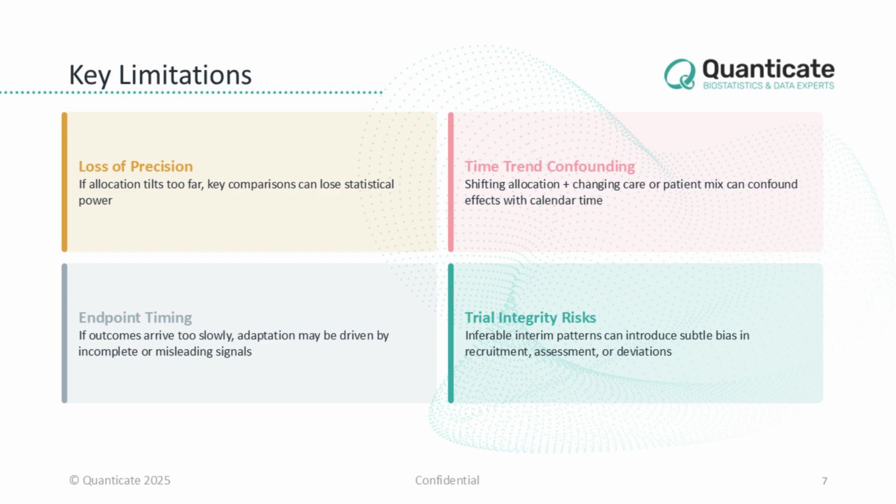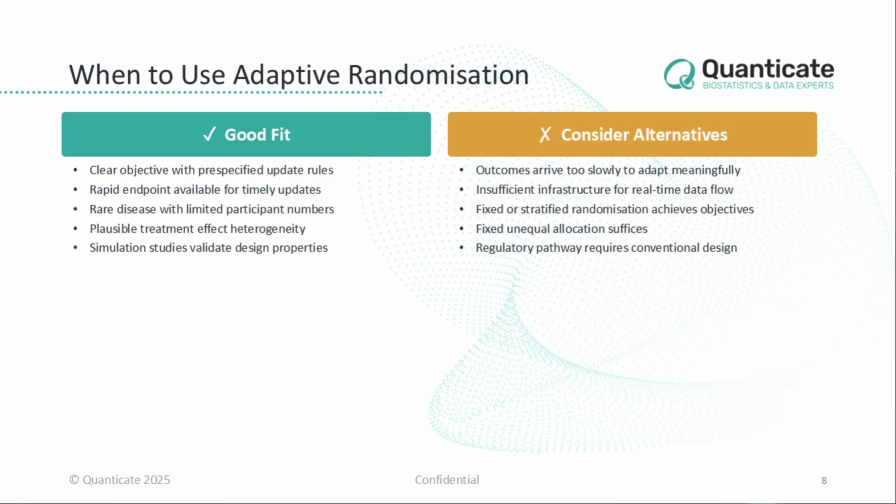And operationally, the approach depends on receiving informative outcomes quickly enough to support meaningful updates. If endpoints arrive too slowly, the adaptation may be driven by incomplete or misleading signals. Trial integrity also matters. If interim patterns become inferable to those involved in conduct, subtle bias can creep into recruitment, assessment, or deviations.